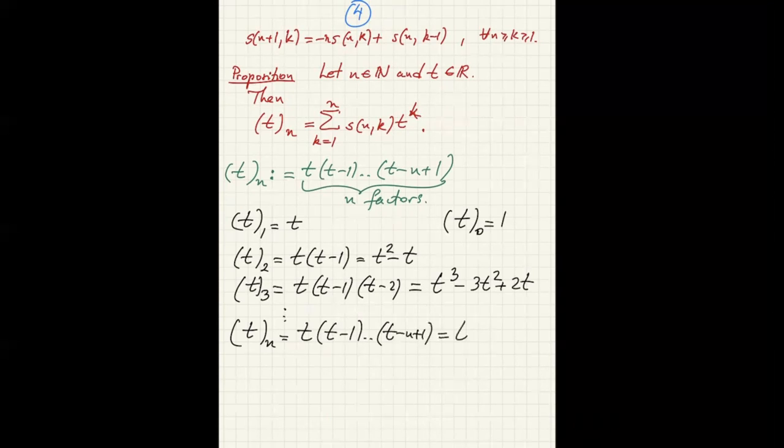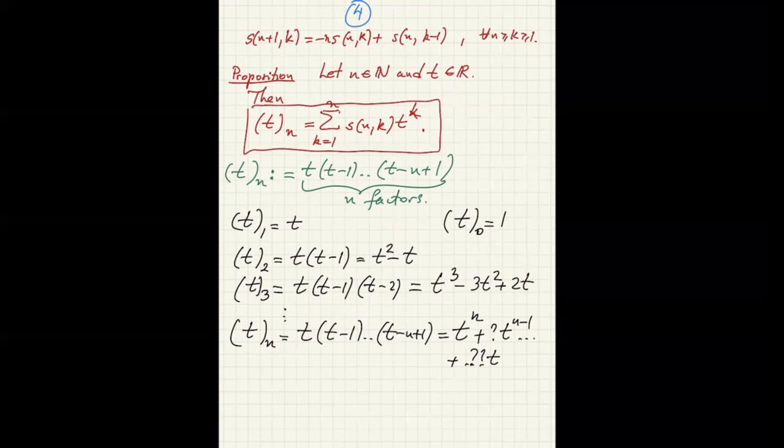And the coefficient of t to the n is pretty easy to figure out, that's 1. But then you'll have something times t to the n minus 1, let's say plus, and so on, plus something times t. And our result here on the top states that these coefficients are actually the Stirling numbers of the first kind. Okay. Now, let's prove this result.